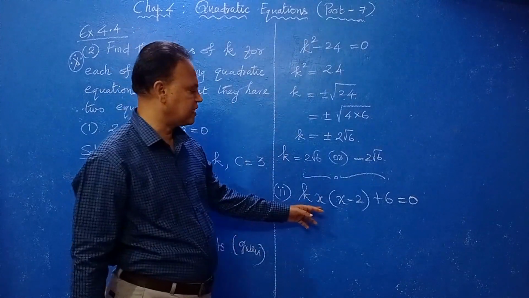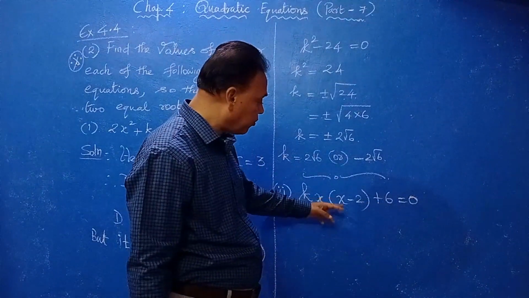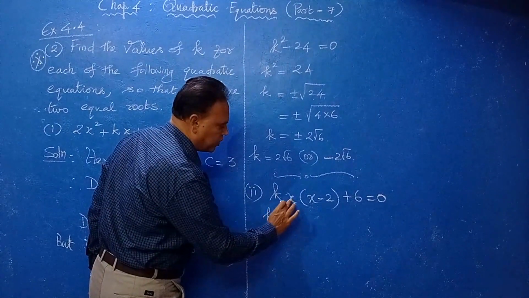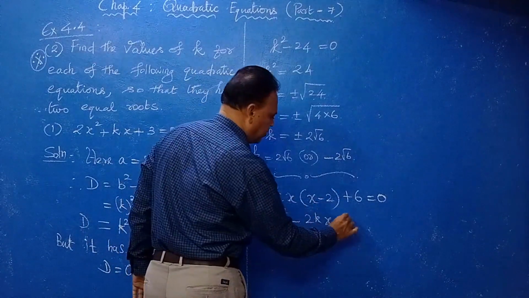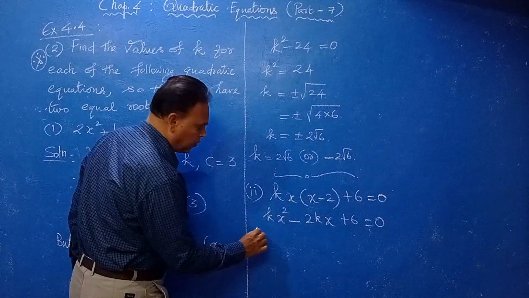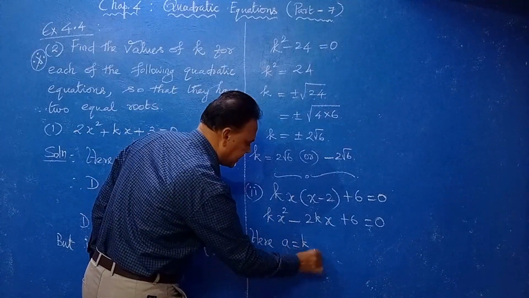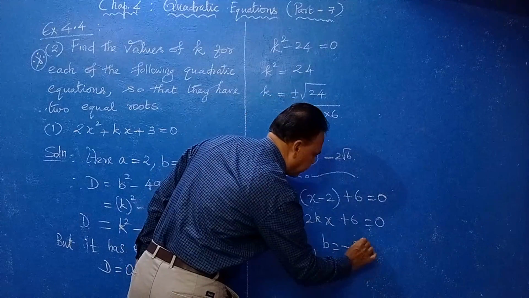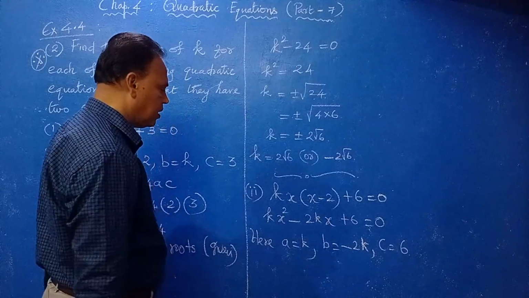Here you see this equation. It is not given straight away as a quadratic equation. So what you have to do is remove the bracket here. You remove the bracket means you should multiply k into x square, minus 2kx, plus 6 equal to 0. So this is a quadratic equation. Therefore, you find out what is A. X squared coefficient is A, that is k. What is B? X coefficient, you take with sign, minus 2k. Then C is 6. Okay, now find out D.